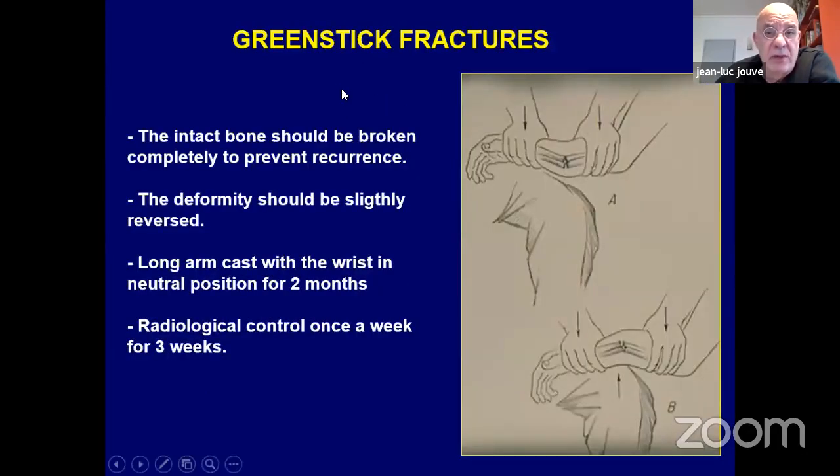In case of greenstick fracture, the intact cortex must be broken to prevent recurrence. The deformity should be slightly reversed, and then a long arm cast with the wrist in neutral position is applied for 2 months. 2 months is very long, and you have to remember that the middle part of the forearm has a poor vascularization, and the consolidation is long.